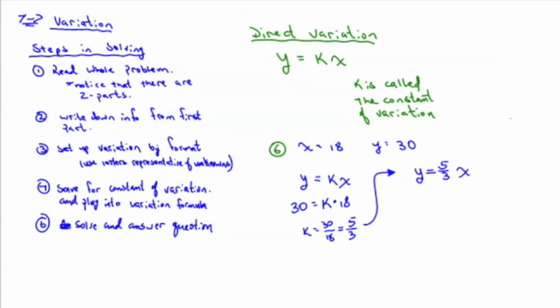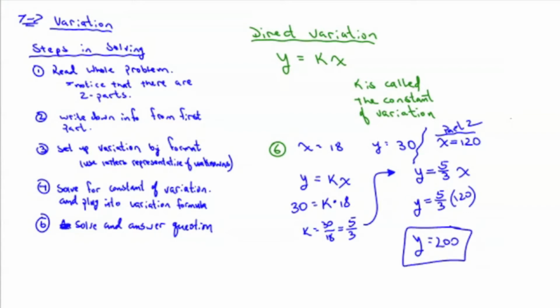And the second part says x is equal to 120. This is the part 2 information. So you plug in 120 for x, and you can solve for y. What's the easiest way to do this without a calculator, for you calculator-happy people? 3 goes into 120, 40 times. 40 times 5? 200. So the answer to this question is y equals 200.